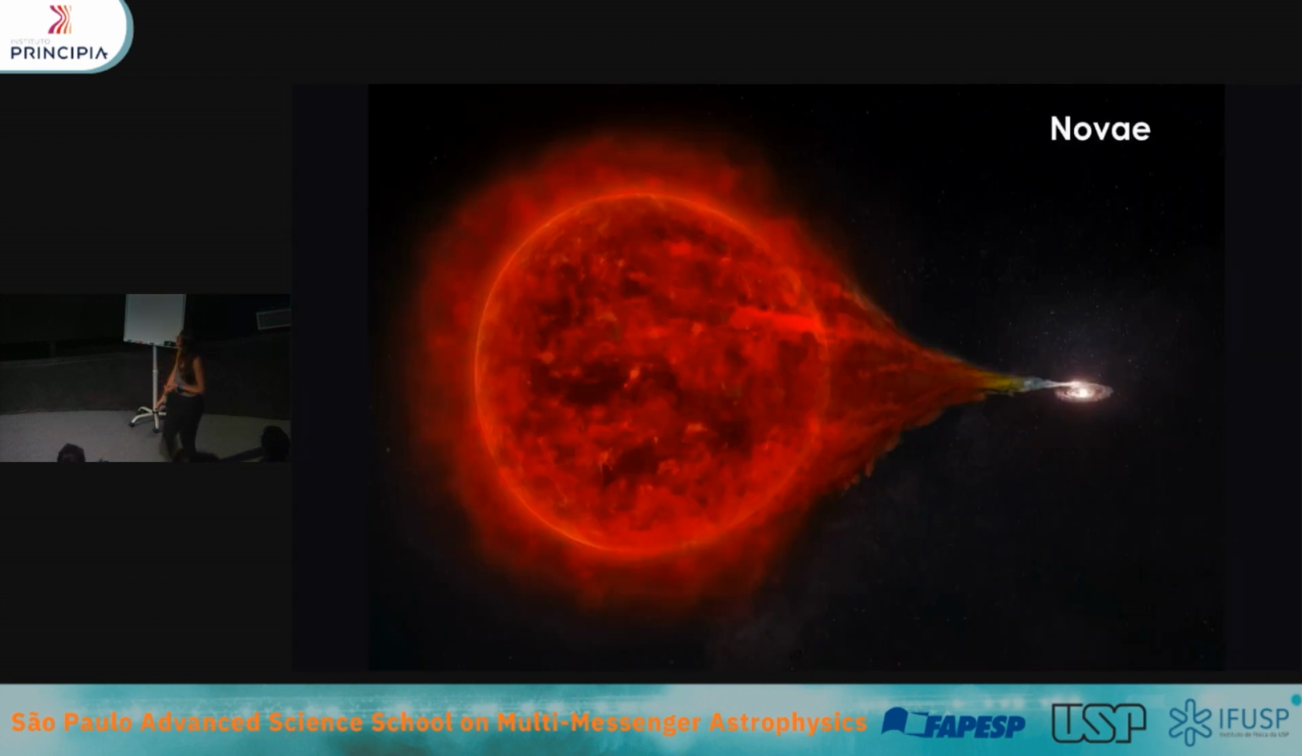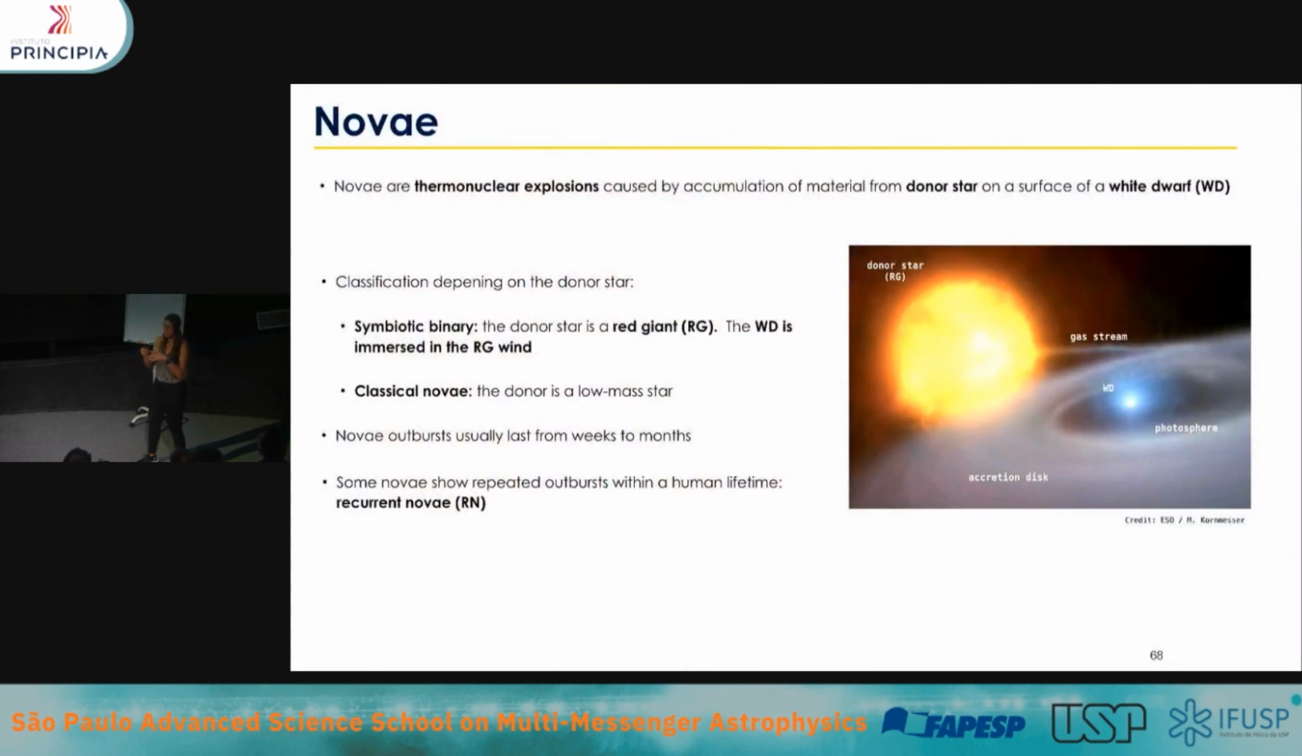And now let me be super fast with novae. It's one of the most recent results, I would say, we have in the field regarding binaries. Novae are thermonuclear explosions that happen when you have a white dwarf accreting material from a companion star. This material, which is hydrogen, is accumulated on the surface of the white dwarf, and at some point there is an ignition of the hydrogen, and then there is this thermonuclear explosion.